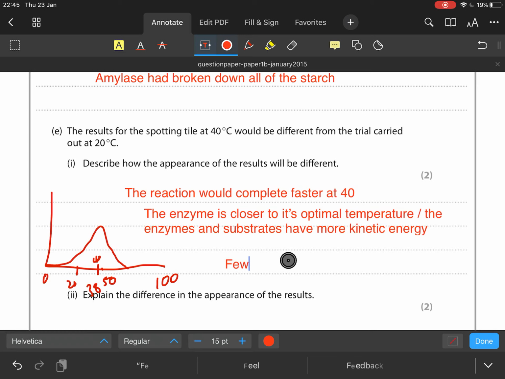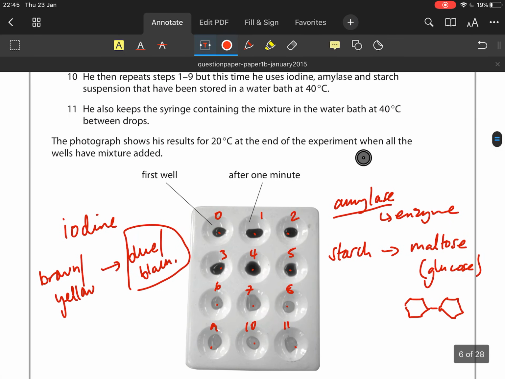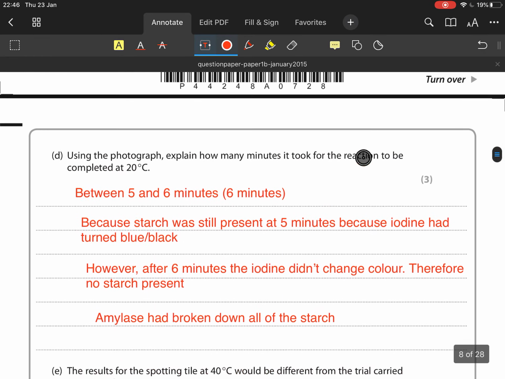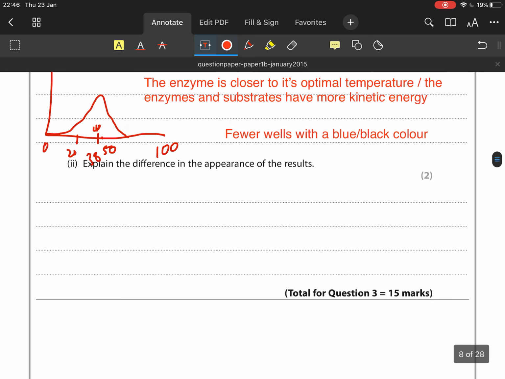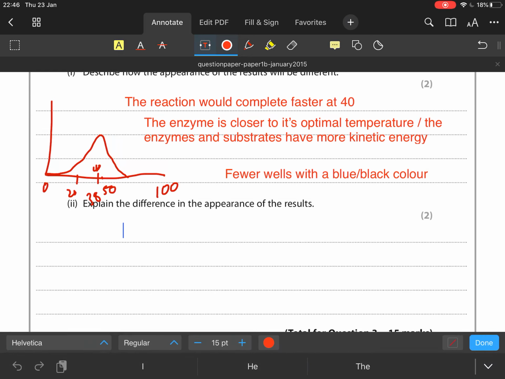There would actually be fewer wells with a blue-black colour. Okay, because we remind ourselves, if we move up here, we look at the wells, remember that it only changes colour in the presence of starch. If the amylase enzyme is working faster, there's going to be less starch around, they're going to disappear quicker. Okay, last question. Actually I've kind of answered 2 in 1 there, that's my fault. So there would be fewer there because the amylase is working quicker, so it'd be faster.